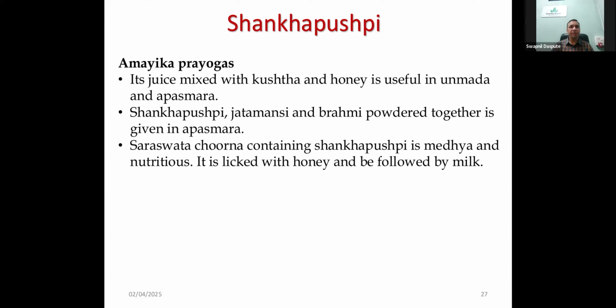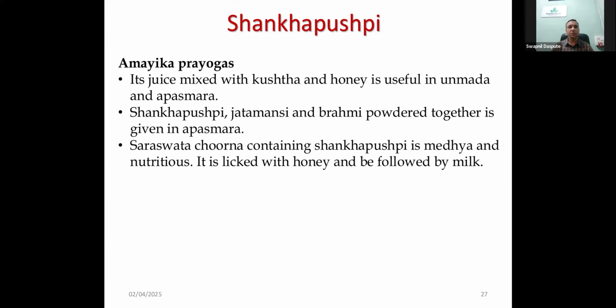Saraswata Churna containing Shankapushpi is medhya and nutritious. So, it nourishes the Majja Dhatu, okay, medhya, and is licked with honey and followed by milk. So when Saraswata Churna is given, you ask the patient to take a certain quantity based on your diagnosis and Dusham, Desham, Balam, Kalam. That quantity, take equal amounts of honey, mix it, lick the paste, and after that, milk can be given as anupana.